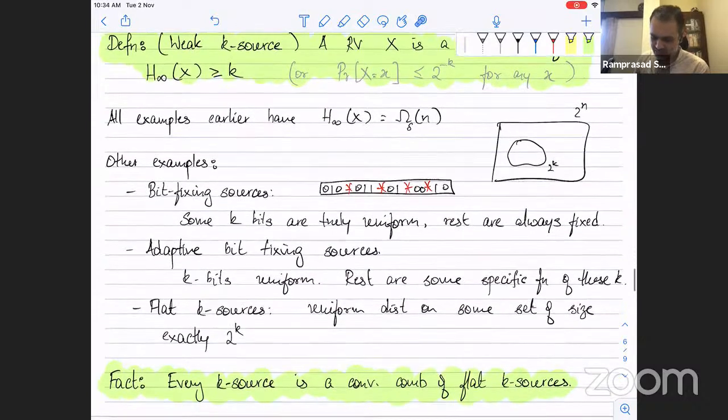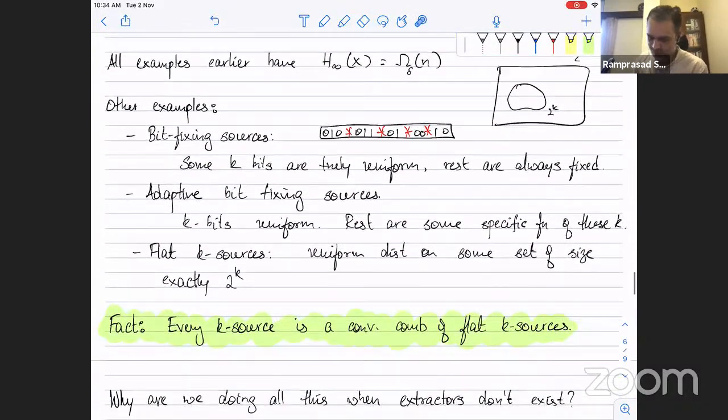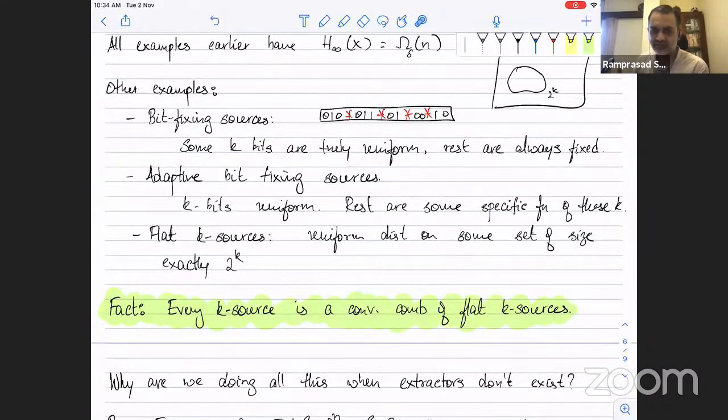Now some of you may be wondering why we are going into details about what these sources are, when we know that extractors don't work. Even for Santha-Vazirani sources, we can't construct extractors. Here is where I want to say that we only know that deterministic extractors don't work. So we are going to slightly change the definition a little bit. But before I do this, let's get a sense of how badly these extractors don't work, in the context of k sources, now that we have a name for it.